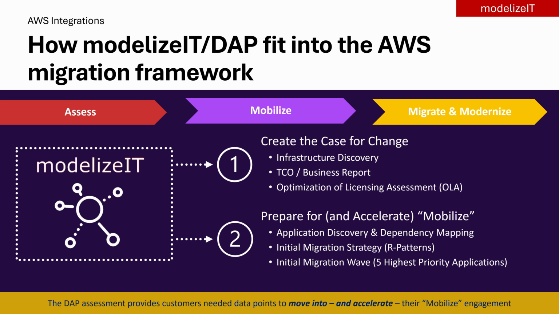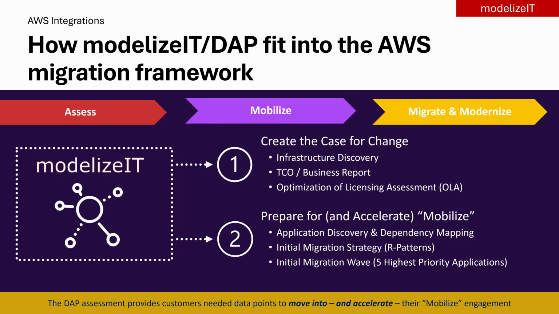The second goal, and this is the key difference from a standard assessment, is helping clients prepare for and accelerate their mobilize engagement. It includes application discovery and dependency mapping, as well as the delivery of the initial migration strategy and initial migration wave, essentially teaching them how to migrate to AWS. To be clear, this is not a full wave migration plan. Rather, it's an early stage engagement that provides the data points needed to move into and accelerate their mobilize engagement.